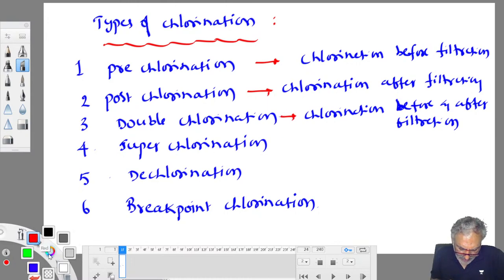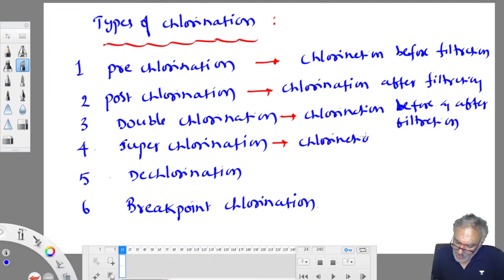Super chlorination. Chlorinating with the superdose is called super chlorination. Superdose is much more than normal dose. Normally during epidemics, we carry out the super chlorination. Superdose means excess dose.